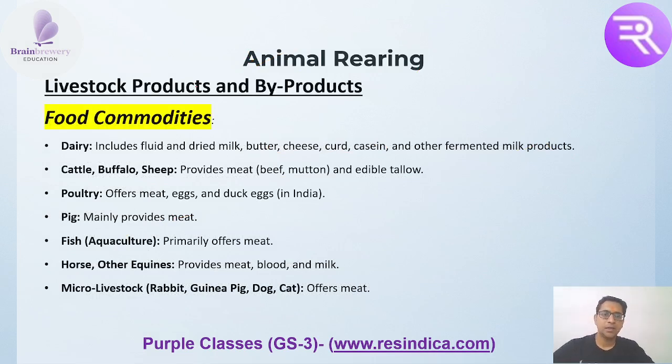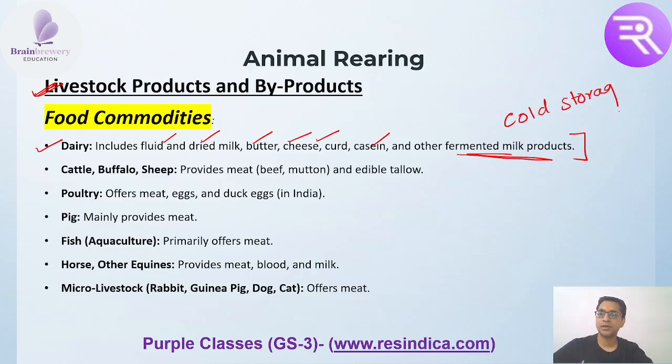Now if we see the livestock products, what exactly are we going to get? These are divided into certain categories. We get dairy products, like dried milk, liquid milk, butter, cheese, curd, casein, and other fermented products. Right now we have developed a lot of cold storage facilities especially for these. Then cattle, buffalo, and sheep provide meat and also edible tallows. Poultry provides meat and eggs, and duck eggs are also provided in India.